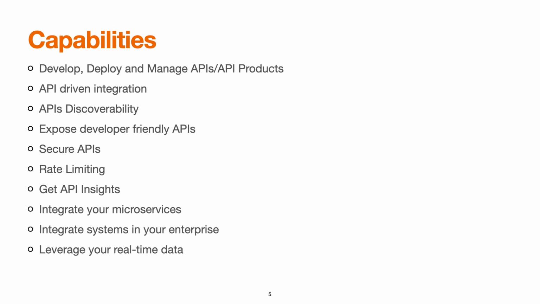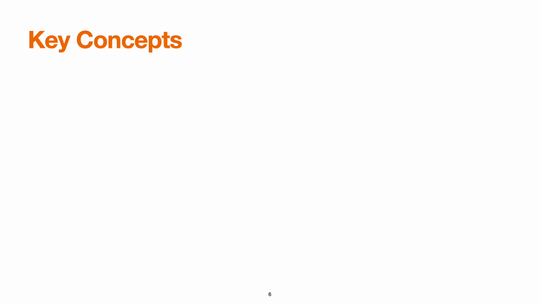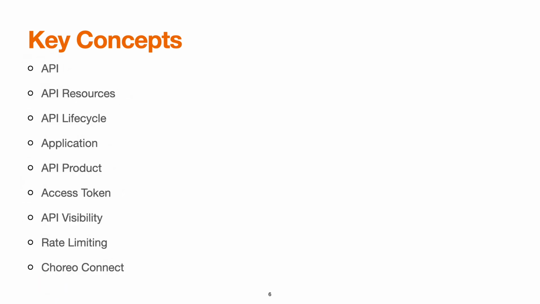Now we'll look at the key concepts with respect to API management and how these concepts are being applied in WSO2 API Manager 4. These are the basic concepts which any person working in the API management space should be aware of. So API, which is application programming interface, we all know about this. It provides an interface so that your external services and external users can interact with your backend business logic.